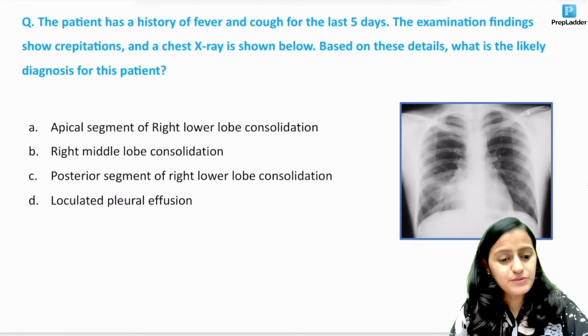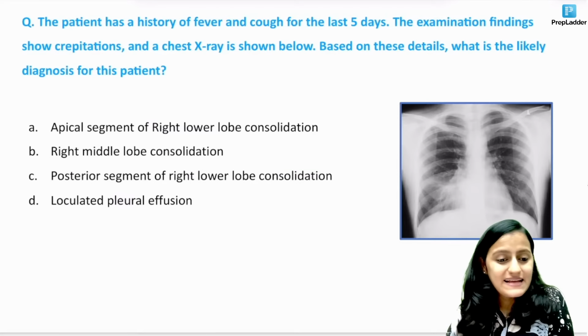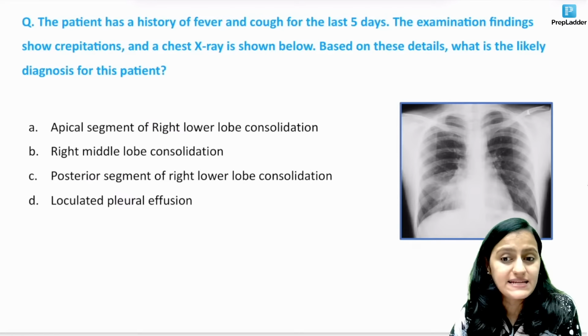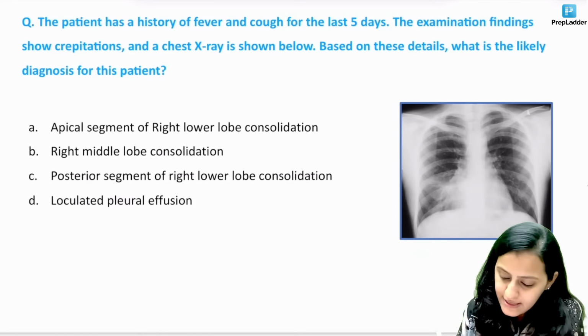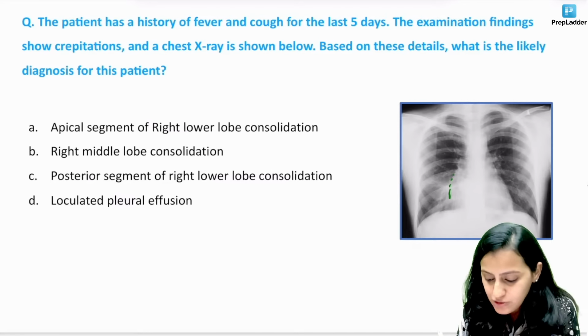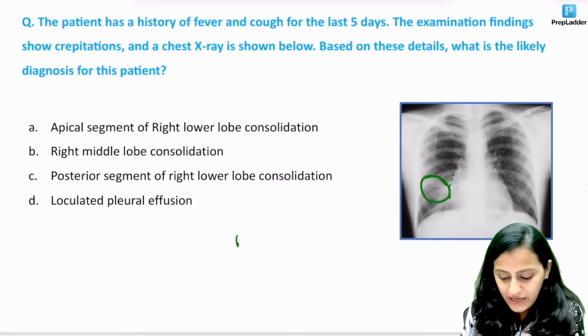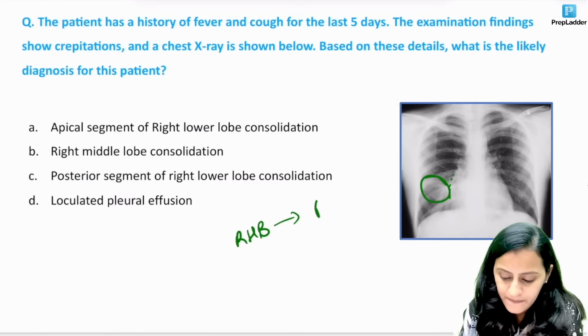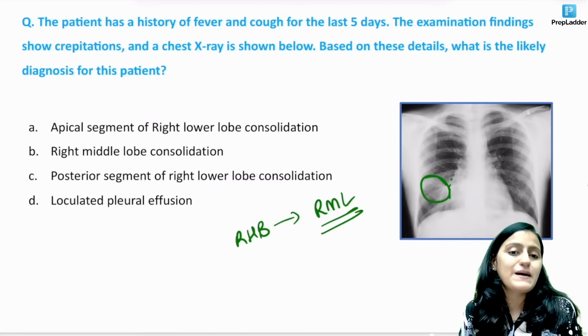On what basis do we say this? Correct. That's basis silhouette sign. Silhouette is the loss of border. So you can see the right heart border is not seen well here. It is obscured by this opacity. So whenever the right heart border is gone, it is right middle lobe pathology.